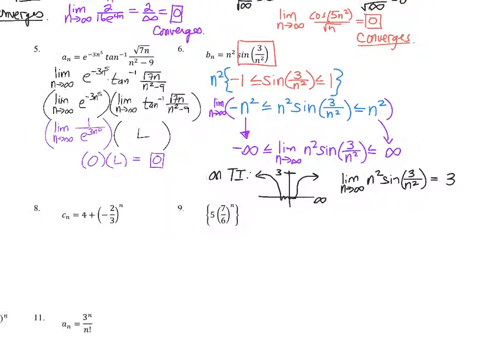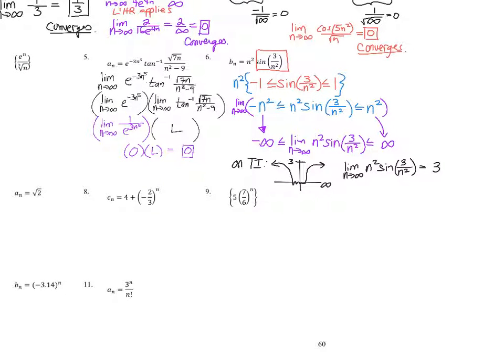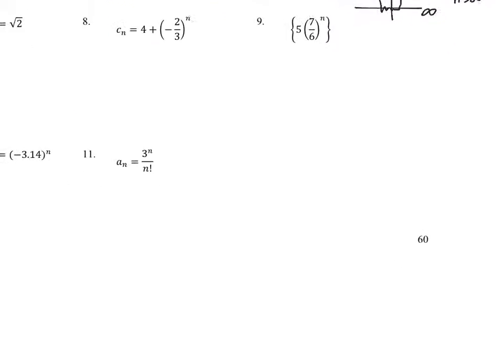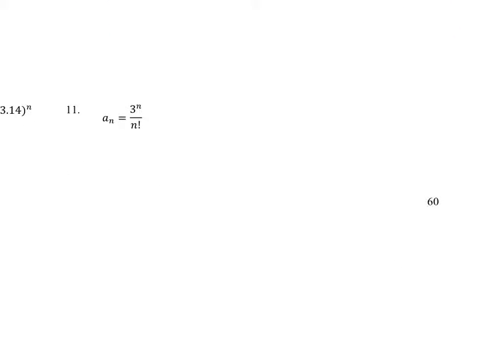Let's see. Oh, yeah. Number 11. Look at that problem right there. Let's tackle that one. We're looking for the limit as n approaches infinity of 3 to the nth over n factorial. Oh, by the way, sorry.